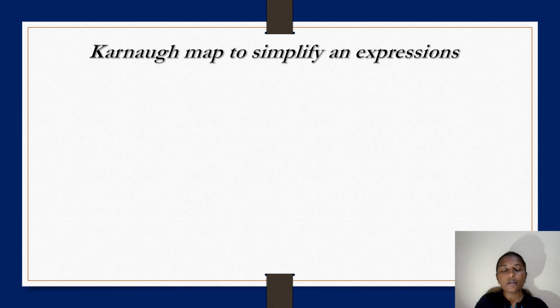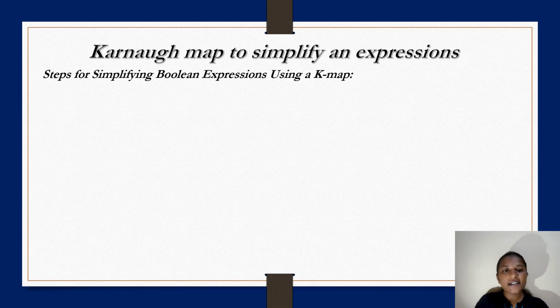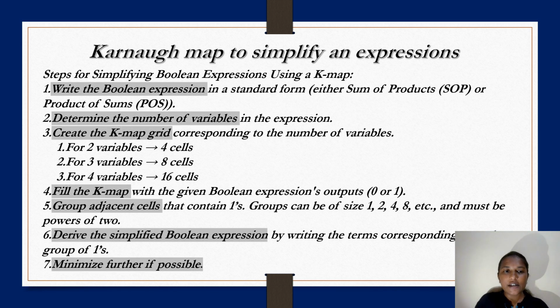Let us see how to use a Karnaugh map to simplify expressions. There are certain steps followed to simplify a Boolean expression using a K-map. Let us see the steps. First, we have to write the Boolean expression in the standard form, either SOP or POS. Next, we have to determine the number of variables in the given expression.